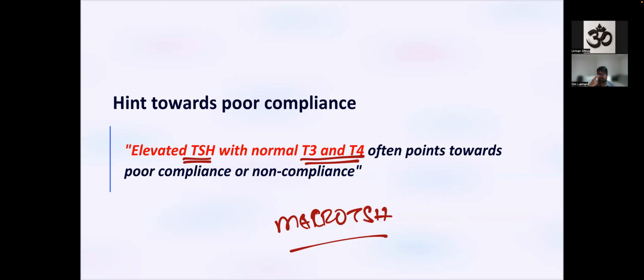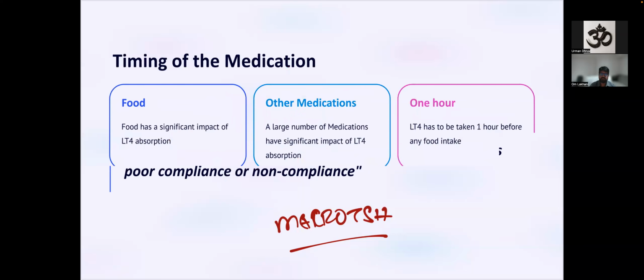So because of that, if the patient is going to come to the doctor, he or she knows that my thyroid function is going to be checked again. So just a few weeks before the patient visits the doctor, the patient starts taking the medication again, right? Or becomes compliant with the medication. And in that situation, the T3, T4 often comes normal, but the TSH often comes elevated. So this is one very important hint towards poor compliance.